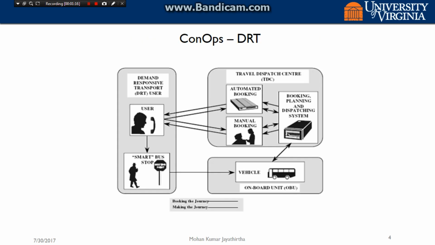A brief ConOps of a demand responsive transportation system: it starts with the user requesting a ride from a particular location. The travel dispatch center, the right top box that you see, has the information of the vehicle's availability and the nearest pickup locations, and after the algorithm runs, from the user's point of view, this is all done by smartphone. And then he is sent the vehicle details, the pickup location, and the estimated time of arrival of the vehicle.